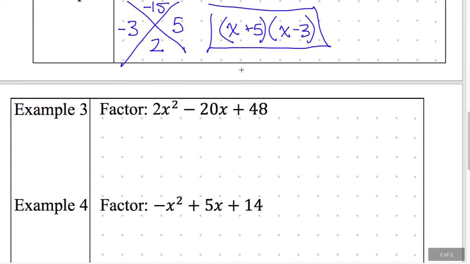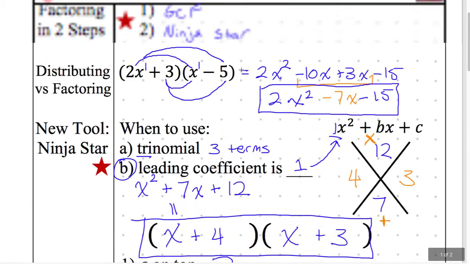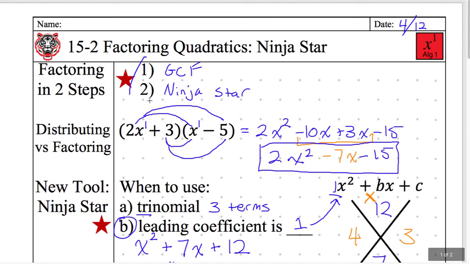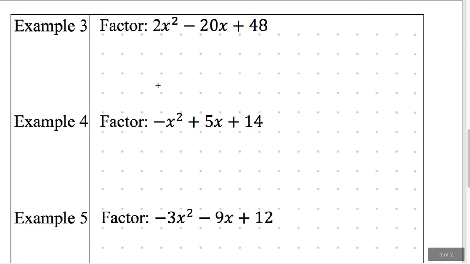All right. Ooh, tricky on the back. Something is wrong. Now we are finally applying step 1 and step 2. Go back to the very top. There are 2 steps when factoring any quadratic. First, factor out the greatest common factor, and then do the ninja star. So now we have to apply yesterday's lesson first, and then today's lesson.